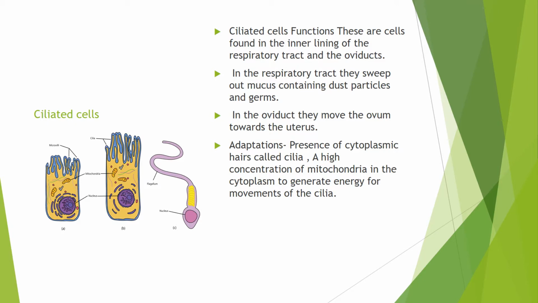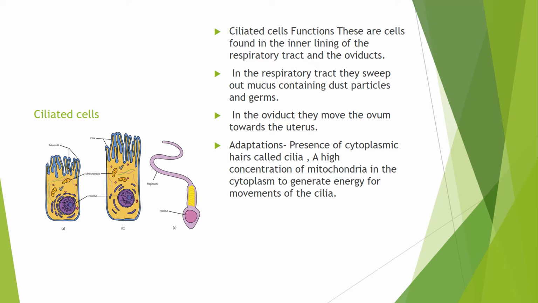Starting with the ciliated cells, these are found in the inner lining of your respiratory tract and the oviducts. Their main function in the respiratory tract is to sweep out mucus which contains dust particles and germs. It is swept to the back of your throat for you to swallow, or to sneeze out, or to cough out. Inside the oviduct, they sweep the ovum down towards your uterus, right?